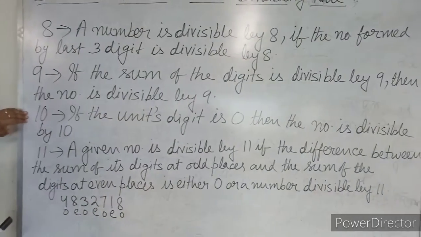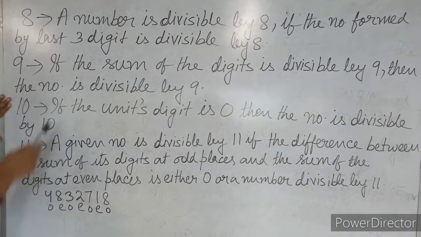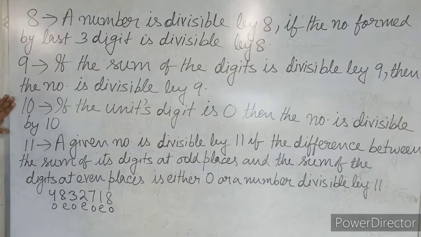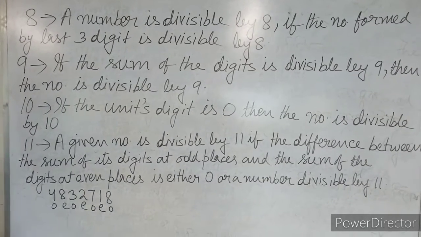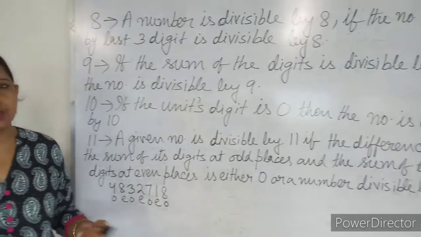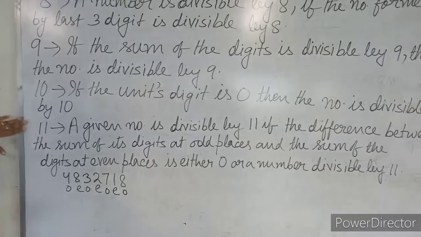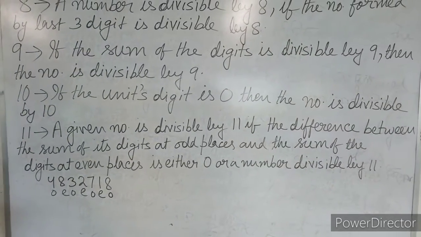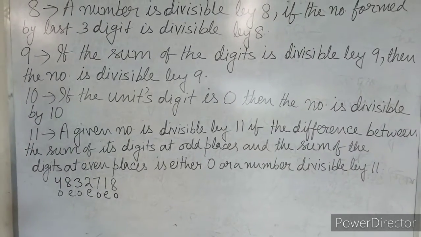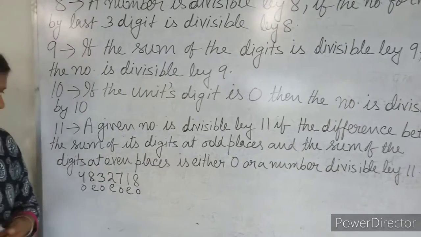Then the divisibility rule of 10, the easiest of all. If the units digit is 0, then the number is divisible by 10. Students of very junior classes know this rule. Now last, according to your syllabus, you have to know up to the divisibility rule of 11. So this one is last for you, although divisibility rules for 12 and 15 are there.